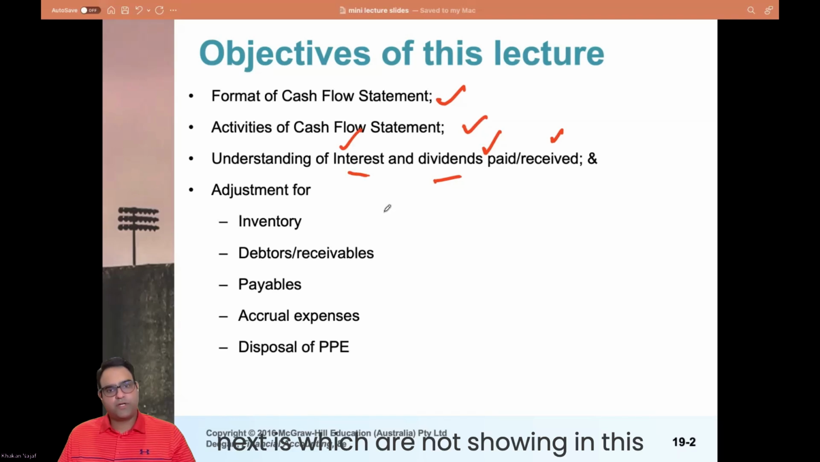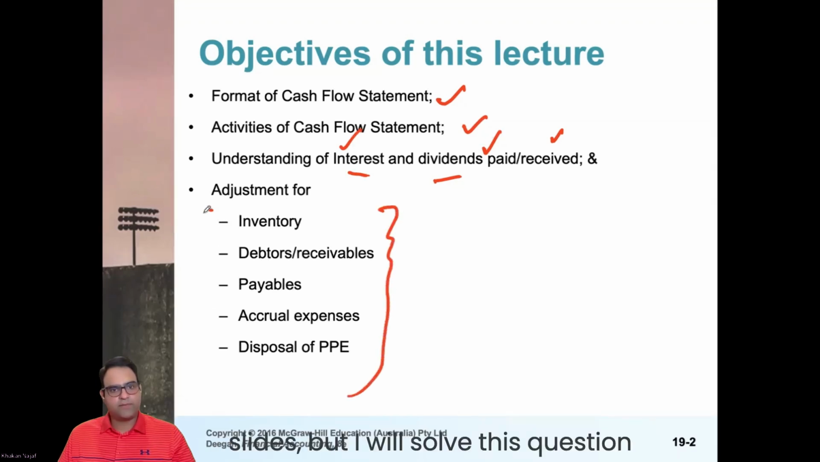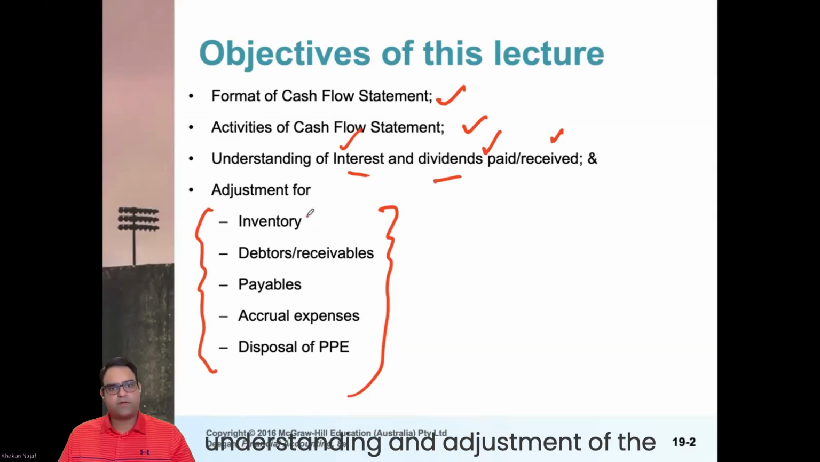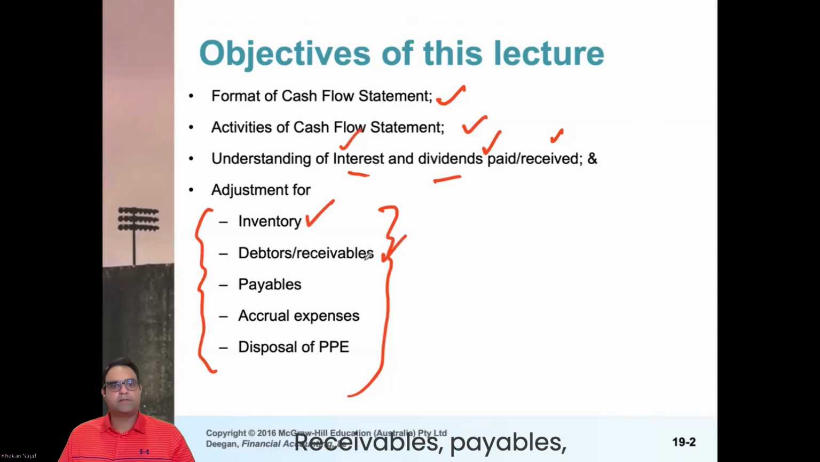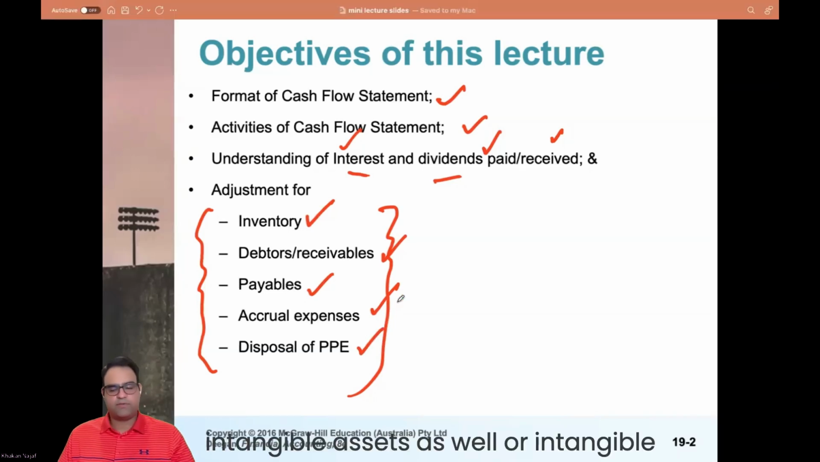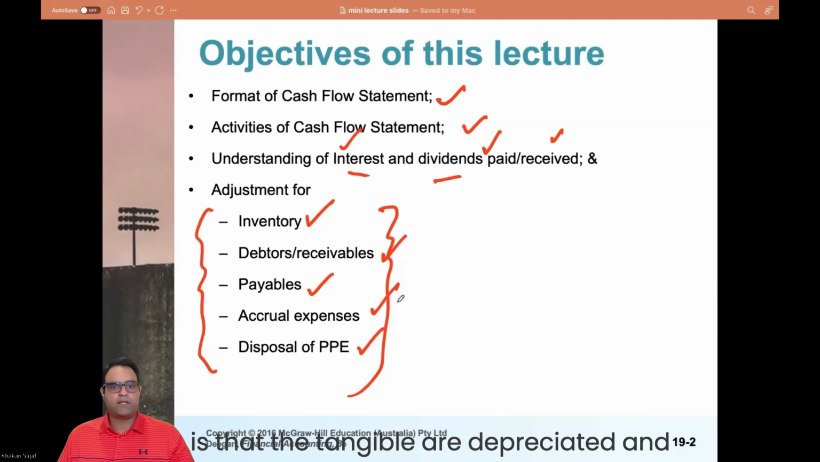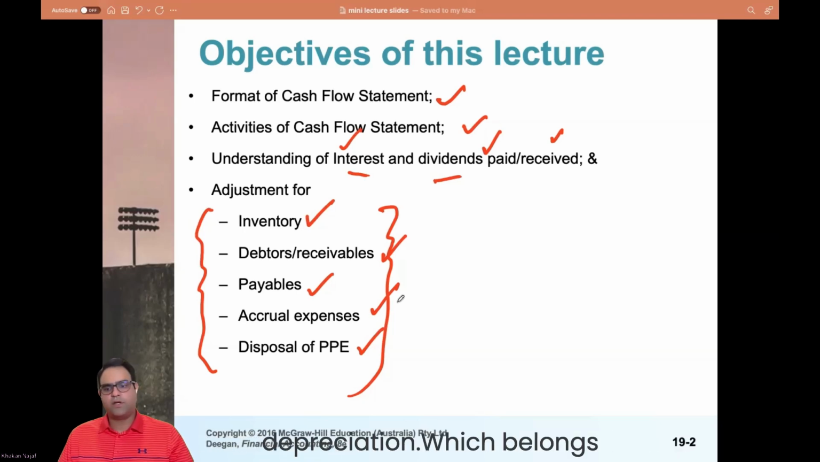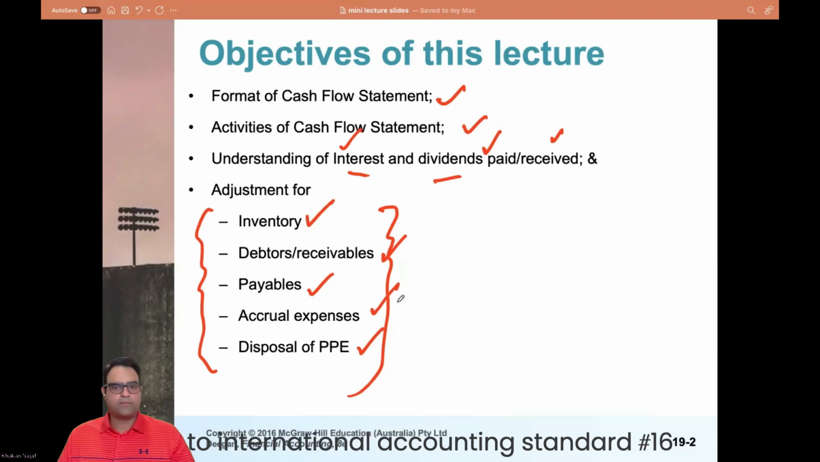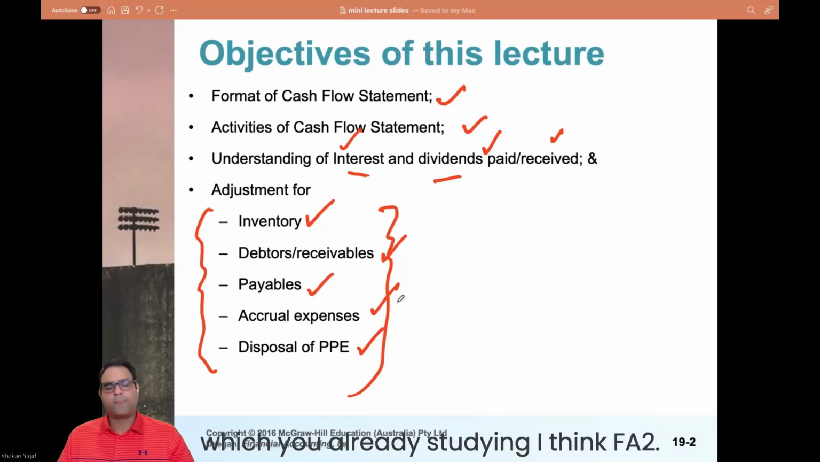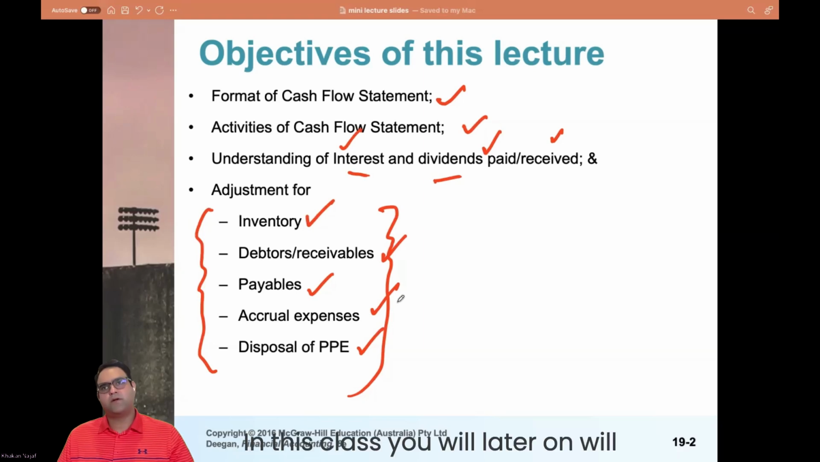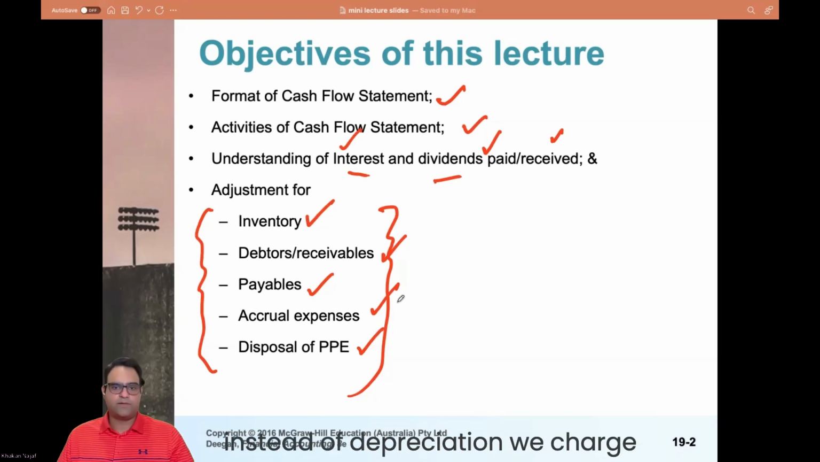Next, which I am not showing in these slides but will solve separately as a question, we need to do some understanding and adjustment of inventory, receivables, payables, accruals, and disposal of tangible assets. It can be intangible assets as well as tangible. The difference is that tangibles are depreciated and have depreciation and accumulated depreciation, which belongs to International Accounting Standard number 16, which you already studied in FA2. In this class, you will later study intangibles, where instead of depreciation we charge amortization.